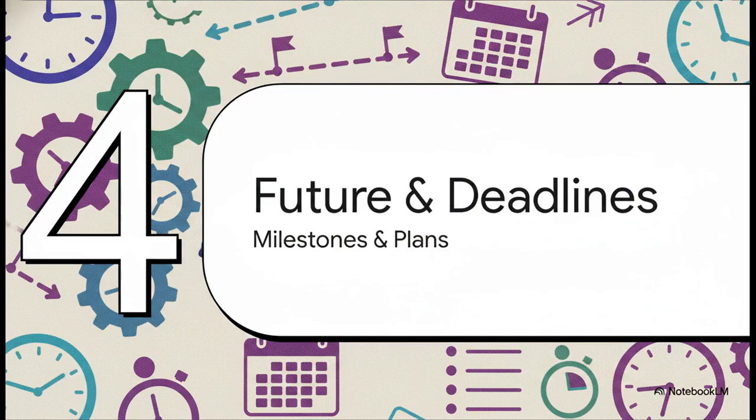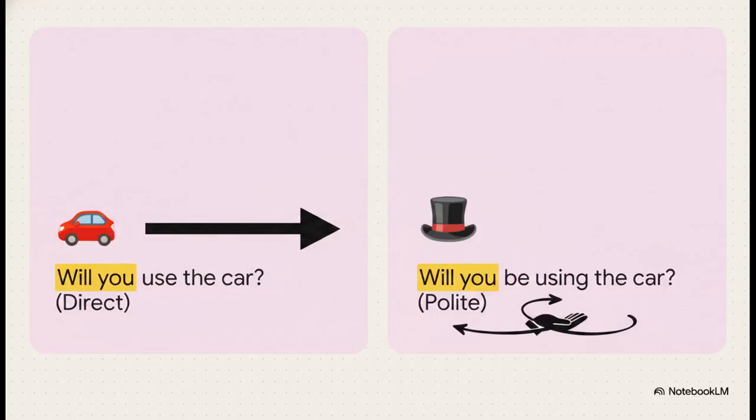Section 4. Future tenses and deadlines. Did you know that just changing your tense can completely change the politeness of your question? Consider this. Asking, "Will you use the card tonight?" in the future simple is very direct, almost a bit blunt. But if we deliberately shift to the future continuous and ask, "Will you be using the card tonight?" it elegantly softens the question. It turns it into a much more polite inquiry about a future action that might just happen to be in progress.